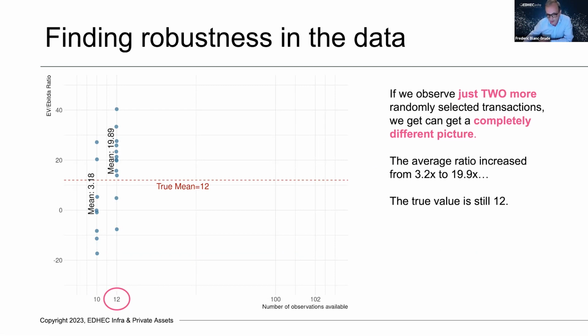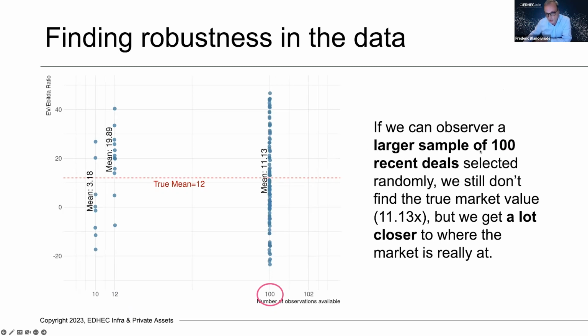Neither is 12, by the way, neither is 14, neither is 15. And that's just the nature of statistics. And again, this is data that is nicely distributed. It could be that in reality, there are some extreme values that would make this even harder to achieve. Of course, if you get 100 recent deals, you don't get the right number. Here I'm selecting 100 data points randomly. I get a mean of 11.13. So it's not quite right, but it's a lot closer to the truth.